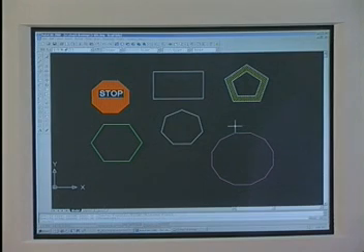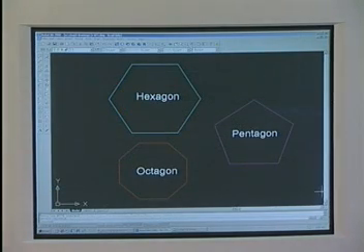Polygons come with various numbers of sides, like 5 sides for a pentagon, 6 for a hexagon, and 8 for an octagon. Creating polygons can sometimes be tricky.